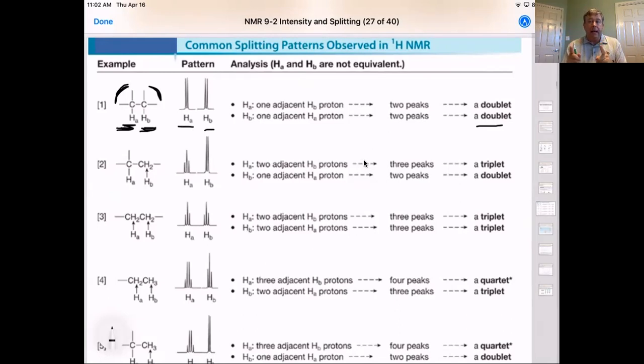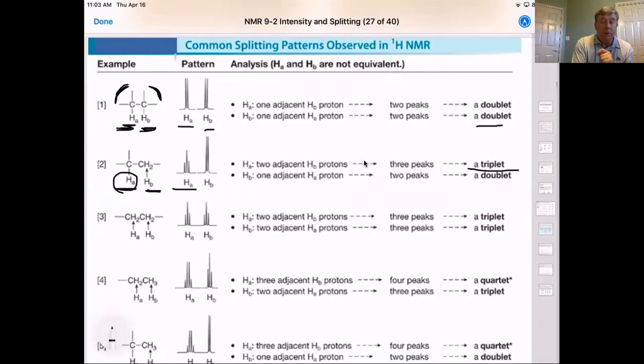Okay, let's add 1 more hydrogen to one of those carbons, okay? So in this case here, we have 1 hydrogen on this carbon, and we have 2 equivalent hydrogens on the following carbon, okay? So let's look at peak A first, right here. So we have our 1 peak for our hydrogen, and we have 2 hydrogens next to it. So we have 1 plus 2. That's going to give us a total of 3. So we should see 3 peaks for our hydrogen A, and we call that a triplet, okay?